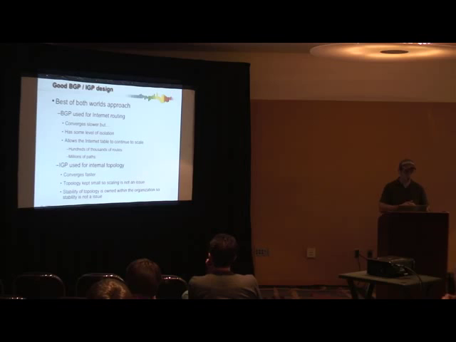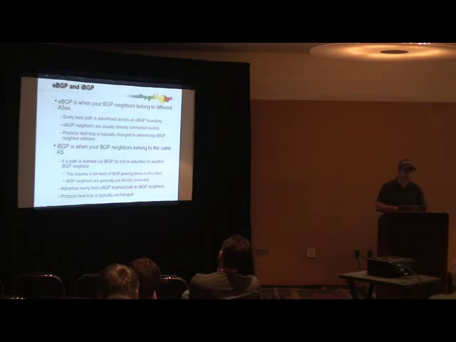So good BGP IGP design really gives you the best of both worlds. You use BGP for the internet routing. It converges slower, but it has some level of isolation, and it allows the internet table to scale to hundreds of thousands of routes and millions of paths. And you use your IGP for your internal topology, which converges faster. The topology is kept small, so it converges quickly, and scaling is not an issue. And the stability of the topology is not an issue because it's 100% your network, which you control the stability of.